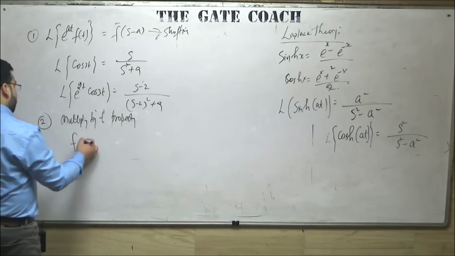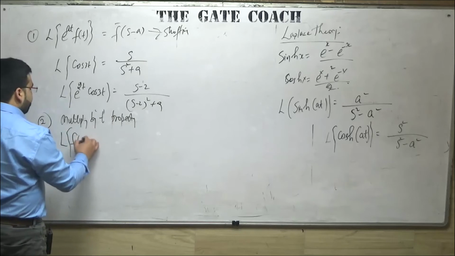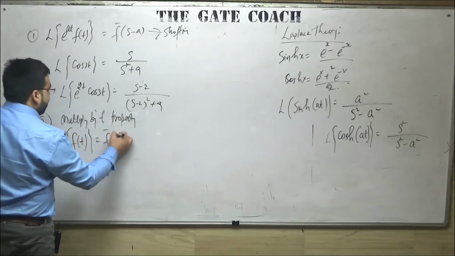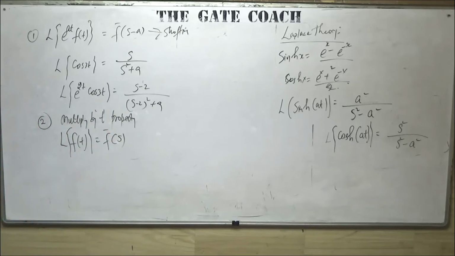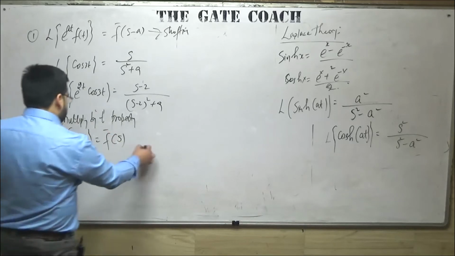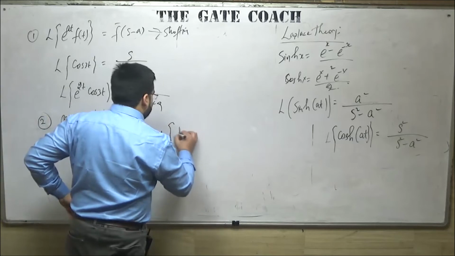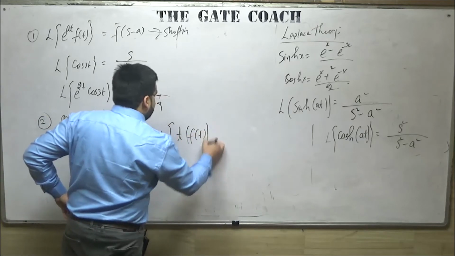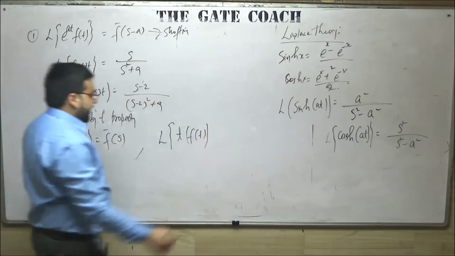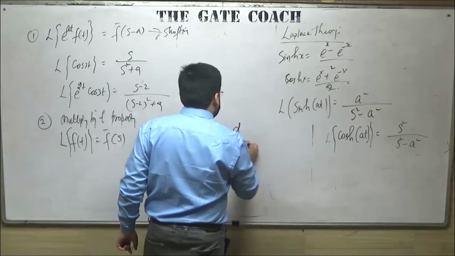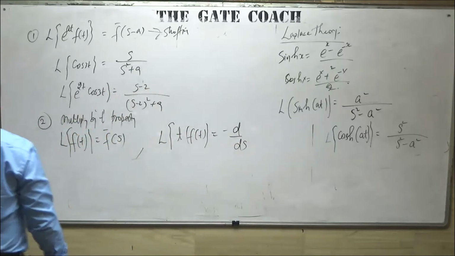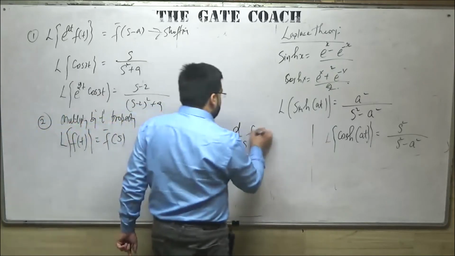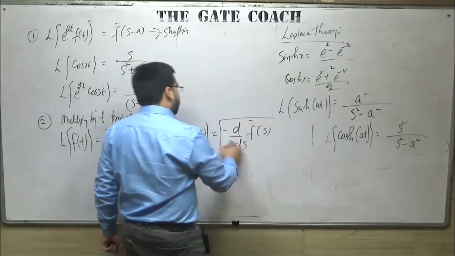Let us say that you know the Laplace transform of f of t is equal to f bar s. Now if this f of t is multiplied by t, you have to find the Laplace transform of t f of t. It is given by minus d by ds of the Laplace transform of that function which you already knew.